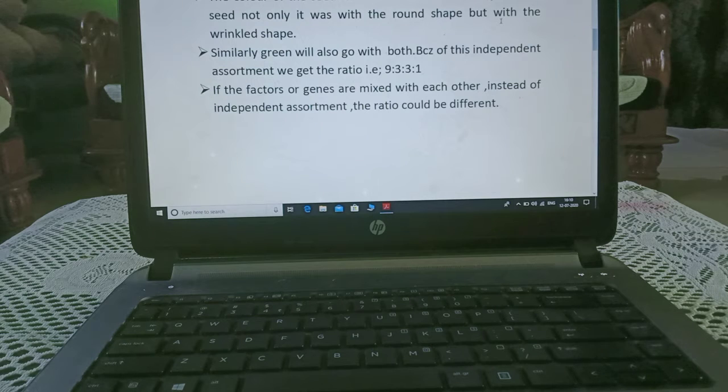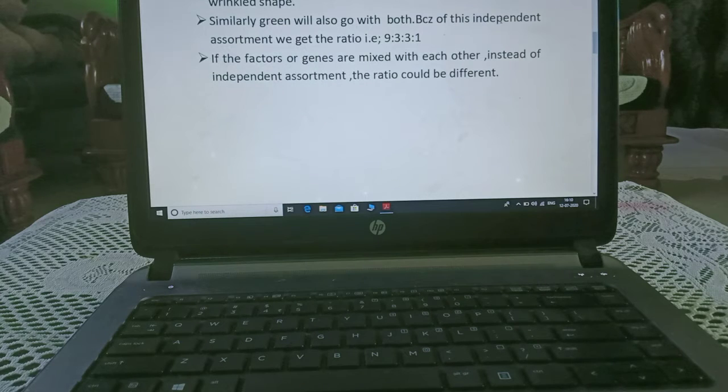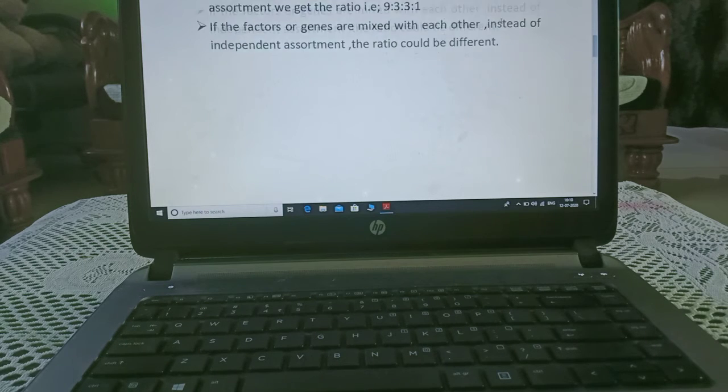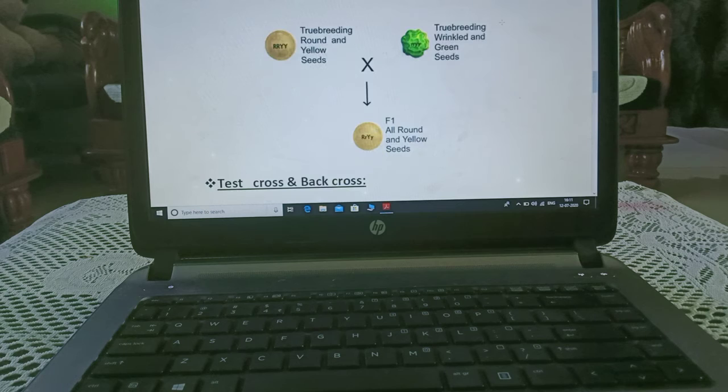Because of this independent assortment, we get the ratio 9:3:3:1. If the factors or genes were mixed with each other, instead of independent assortment, the ratio would be different. You can see on the screen, this is the true breeding between round and yellow seed and wrinkled and green seed. Then in the F1 generation, all seeds were round and yellow, hybrid, but having the dominant characteristic.